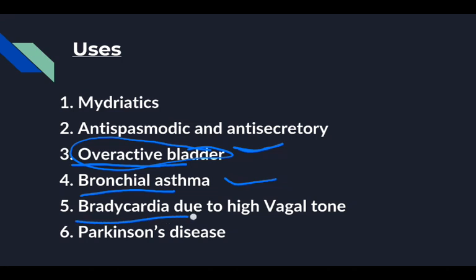Fifth one is bradycardia due to high vagal tone. Some patients of anxiety have high vagal tone, which means their parasympathetic activity is high, which causes increase in heart rate. Anticholinergics are used, mainly atropine is used to cause bradycardia.